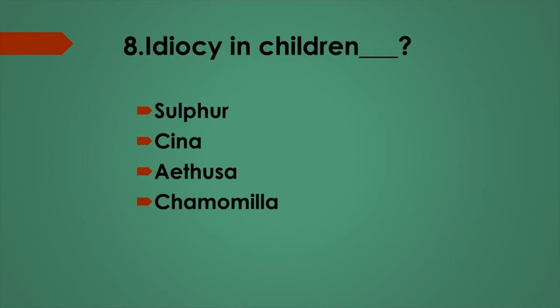Question number 8. Idiocy in children. Option A, sulfur. Option B, cina. Option C, aethusa. Option D, chamomilla. Answer option C, aethusa.